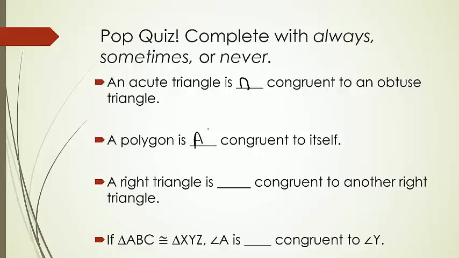The third one can be a little tricky. That answer is actually sometimes. So I could draw a right triangle. I can draw another right triangle. They look similar, but they are definitely not the same size, so they are not congruent. The fourth one is sometimes, and we'll talk about that today. And the last one asks about angle B, and that should be sometimes as well.